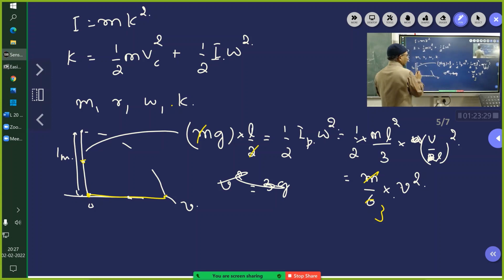Hey, potential energy is what? mg L by 2. See, this is the problem with you. One day you are very alert, one day you are not alert.